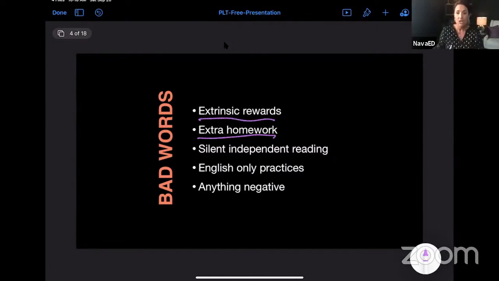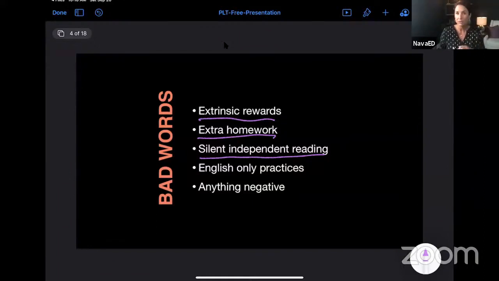Extra homework, extra seat work, extra anything for just the sake of giving extra work is not an answer on this test. Do we use homework? 100%. But on this test, you're probably going to get questions about struggling learners, and extra homework is not going to help struggling learners. I'm not anti-homework. I think it's a good thing when it's done right. But on this test, extra homework is not going to be the answer to most of the scenario questions you get.